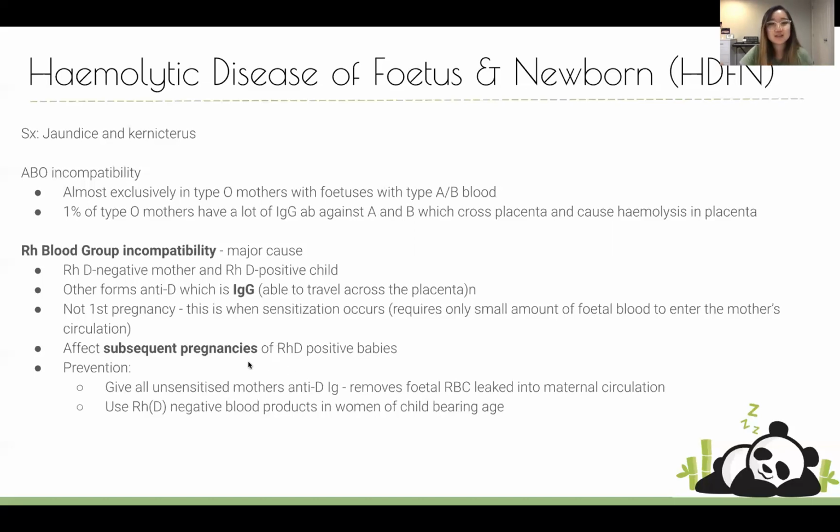So in order to prevent this, we give all unsensitized mothers anti-D IG, which removes the fetal red blood cells leaked into the maternal circulation. And you also give rhesus negative blood products in women of childbearing age, so that they don't essentially make the antibodies and it won't affect their future pregnancies.